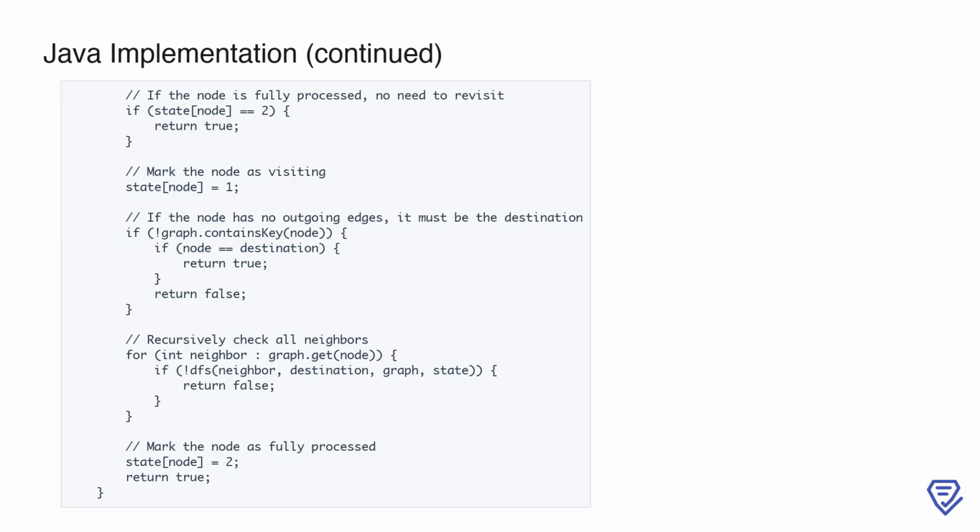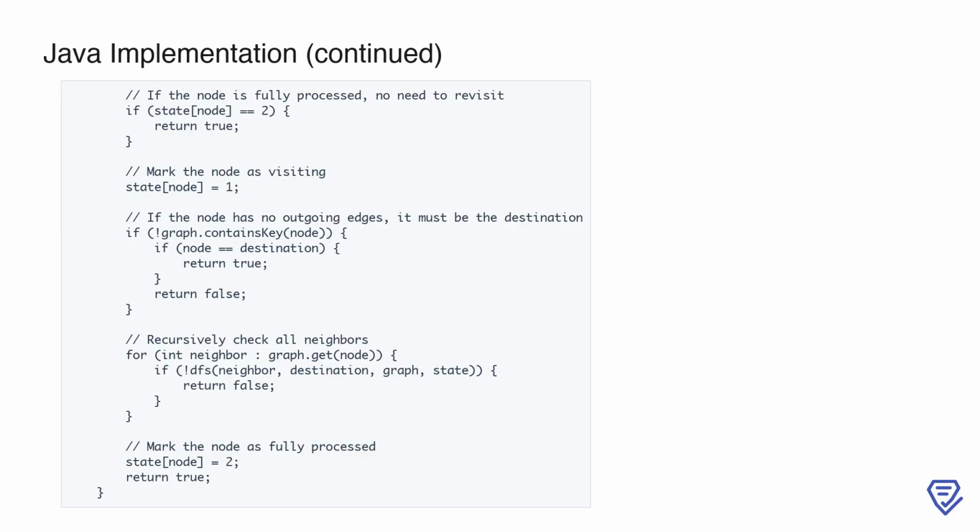If the node is already fully processed, state 2, we return true because we've already confirmed that all its paths lead to the destination. Next, we mark the current node as visiting by setting its state to 1. We then check if the node has no outgoing edges. If it doesn't, we check if it's the destination. If it is, we return true because we've successfully reached the end. Otherwise, we return false since a non-destination node with no outgoing edges violates the problem's requirements.